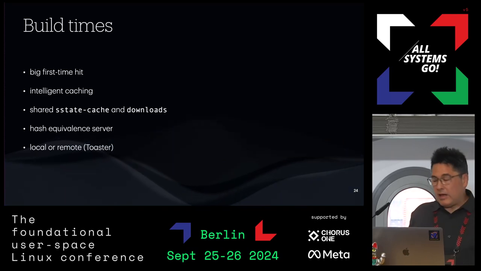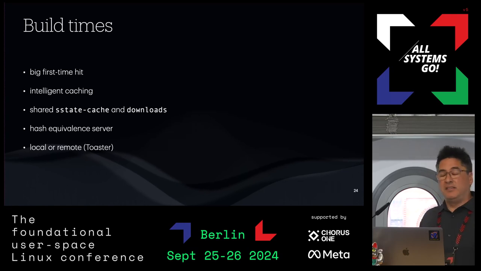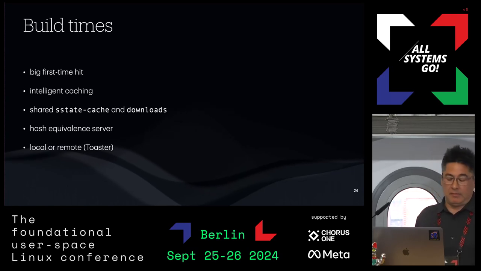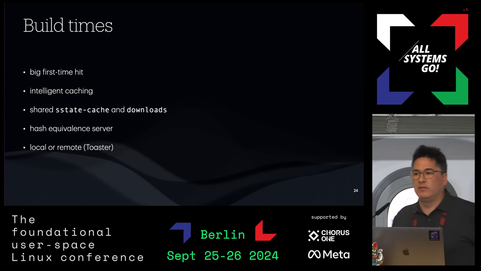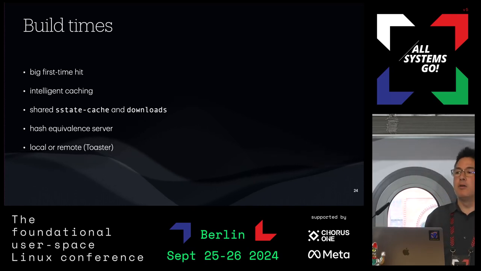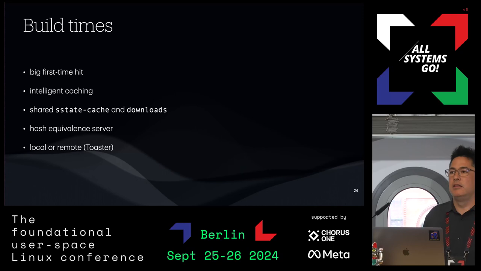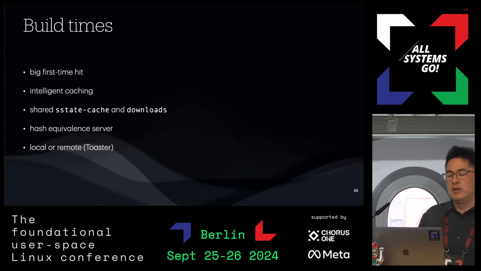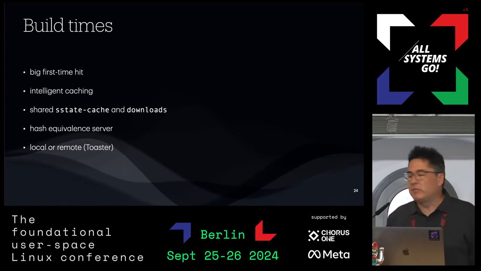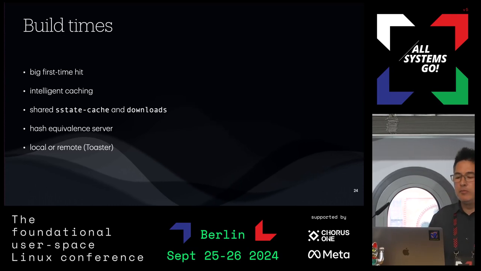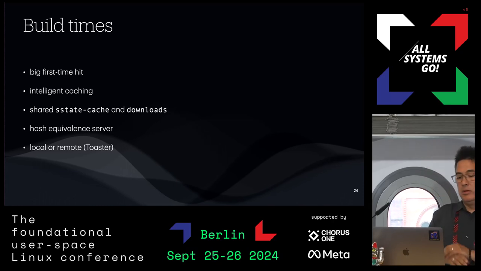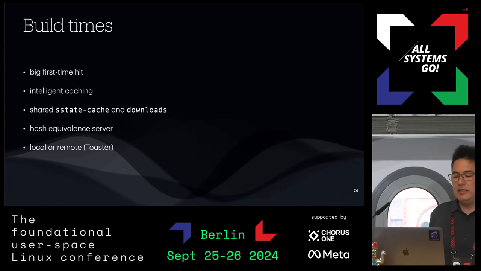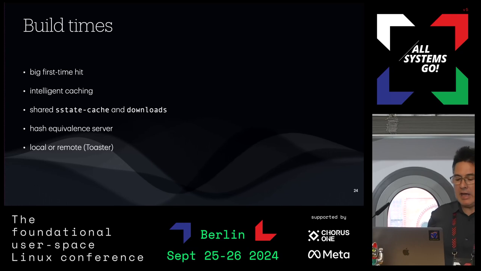Now, okay, I understand a 70-minute build time is a non-starter for most of you. But keep in mind, you're only taking that hit the very first time. Yocto is very intelligent about caching, about not rebuilding when something hasn't changed. So once you've built those binaries once and they don't change, you have them. You're not taking that big hit again.